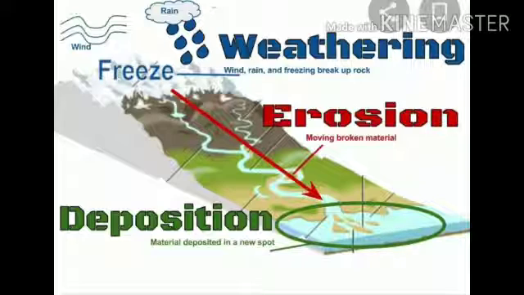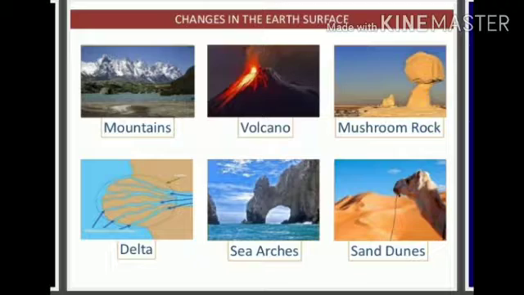Erosion is the wearing away of the landscape by different agents like water, wind and ice, and the eroded material is carried away or transported by water, wind, etc. and eventually is deposited. This process of erosion and deposition creates different landforms on the earth's surface. So these are the different landforms. They create changes in the earth's surface.